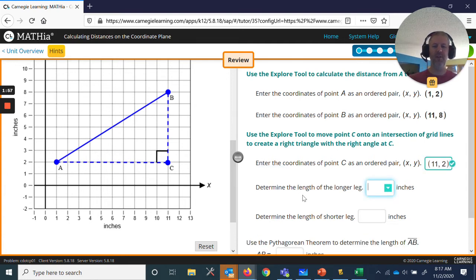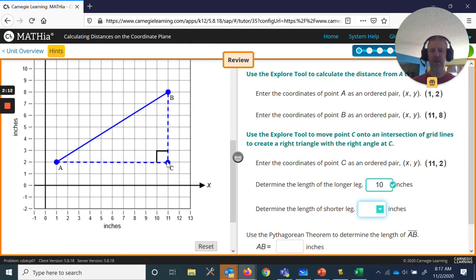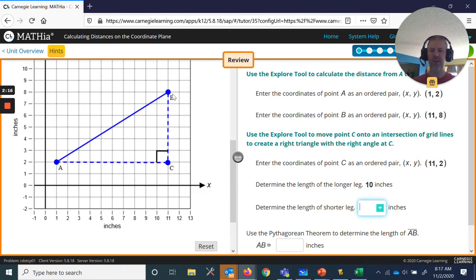And then determine the length of the longer leg. If I look at AC or BC, I'm trying to determine which one's longer. To me, that looks like AC. That's from 1 to 11. So 11 minus 1 is 10. So this one should be 10 inches. And then from B to C, this is from 2 up to 8. 8 minus 2 is 6 inches.